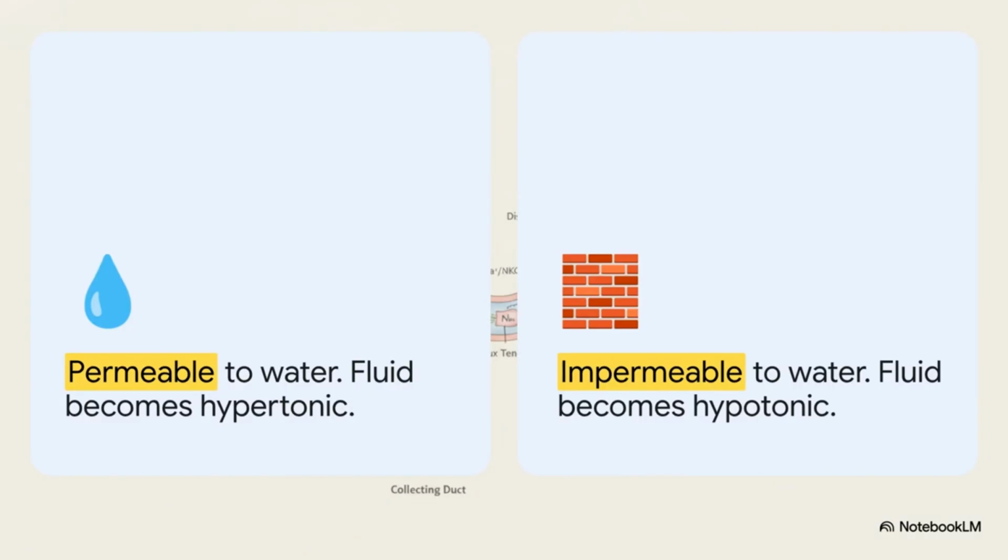The descending limb is highly permeable to water, meaning it leaks water into the hypertonic medullary interstitium. Because it's losing water but keeping its solutes, the fluid inside gets highly concentrated, or hypertonic, right as it hits the hairpin turn. But as it turns that corner and heads up the thick ascending limb, the walls suddenly become strictly impermeable to water and urea. Instead of water leaving, the limb aggressively pumps solutes out. By stripping away solutes but locking the water inside, the tubular fluid actually becomes hypotonic relative to plasma. That's exactly why the thick ascending limb earned its clinical name, the diluting segment.